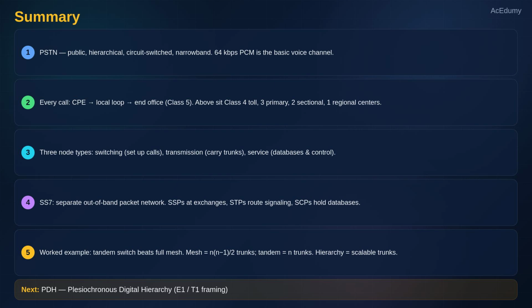In the next lesson, we will zoom in on the trunks themselves and study PDH, the plesiochronous digital hierarchy, which is how those 64 kilobit channels get bundled into the E1 and T1 carrier systems that ride between the offices.